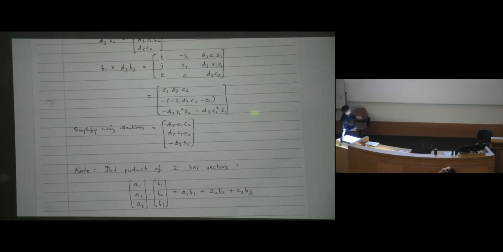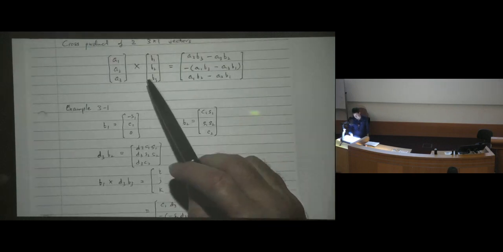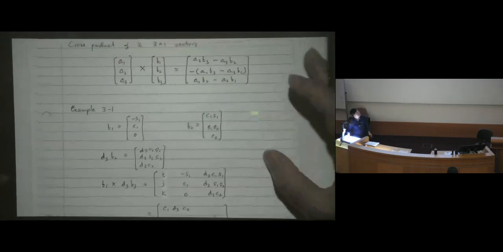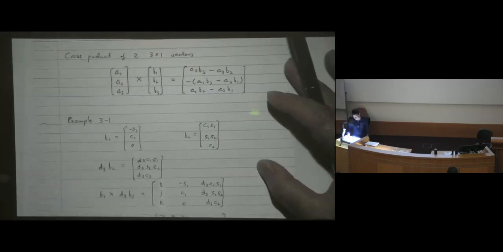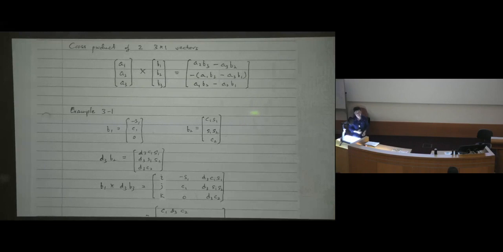So you can go back and try it out. The dot product of two column vectors is straightforward. A1, A2, A3 dot B1, B2, B3 is equal to A1 times B1 plus A2 times B2 plus A3 times B3. The cross product of two column vectors is probably something that we don't do that much in high school.